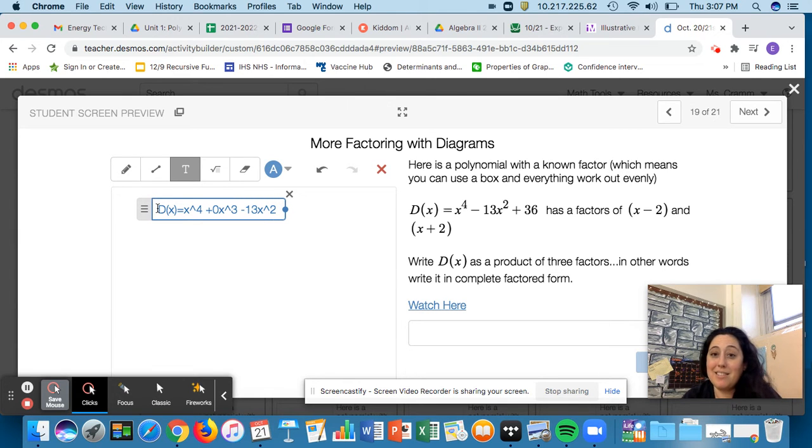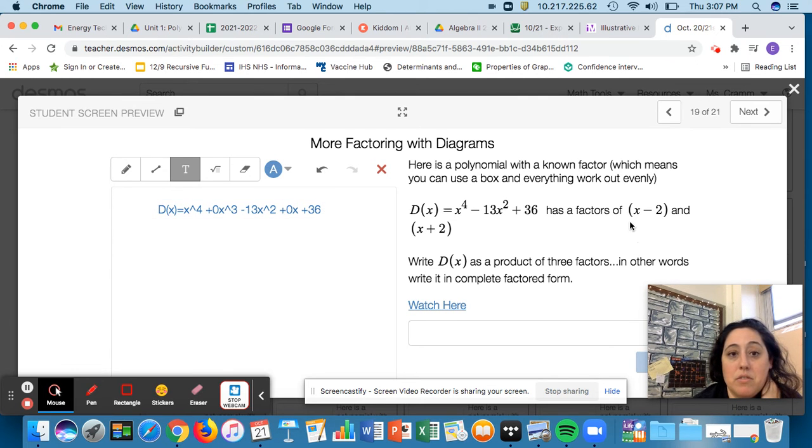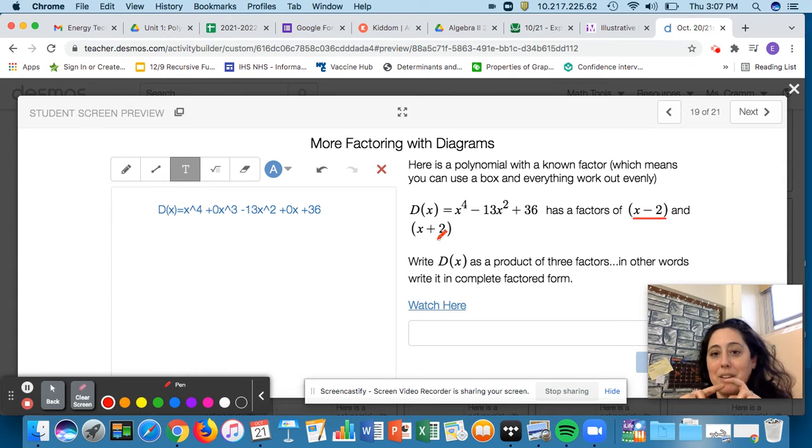Oh, and I don't have an x term in the middle of 13x squared and 36. So let me do that again. I'm just going to put plus 0x. And again, 0 times anything is just 0. I'm just using it as a placeholder. And then plus 36. All right, so it's a lot, right? I'm going to start with one of my factors, because I can't factor and divide both of these simultaneously. So I have to do them separately.